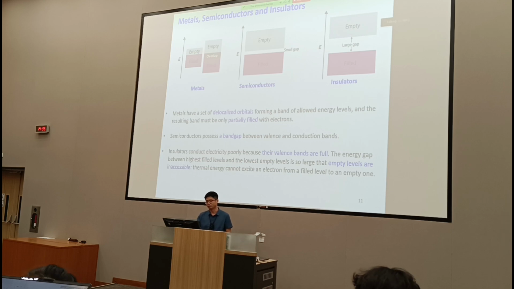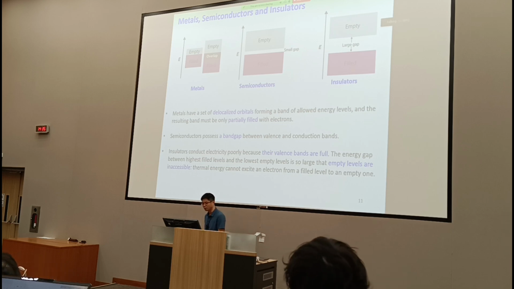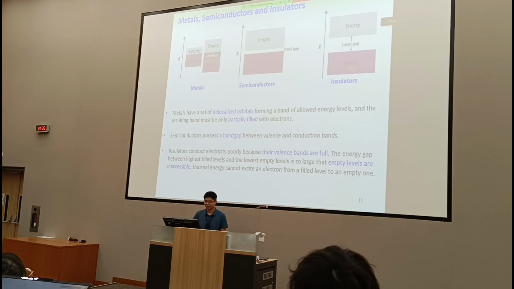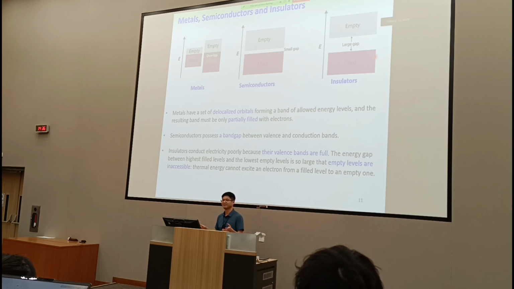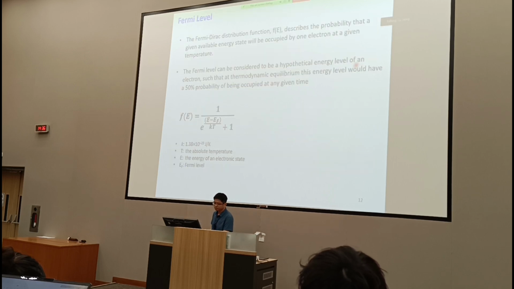So the question is, there are so many electrons in the filled band, why can't they move? Because there are no empty states for electrons to hop from one side to the other. All the seats are occupied. Nowadays, in the classroom, there are many empty seats, so you can hop from one side to another. But if they're fully occupied, you cannot move. You are stuck. That's the reason why electrons in an insulator cannot conduct electricity.